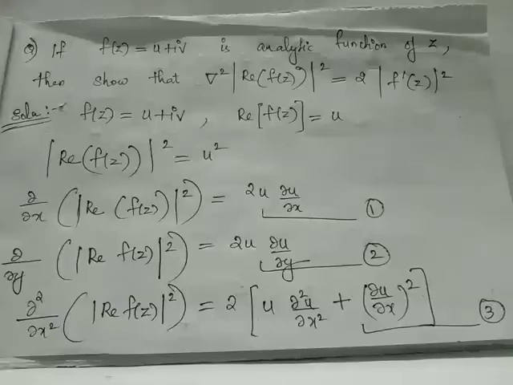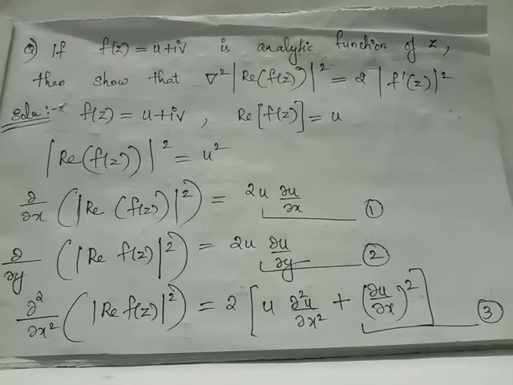z equals u plus iv is an analytic function. Show that del square applied over modulus of real part of f of z the whole square equals 2 times modulus of f dash of z the whole square.